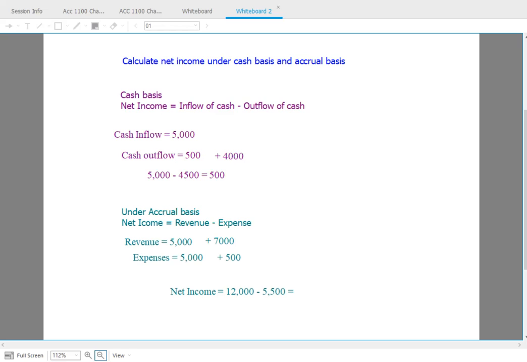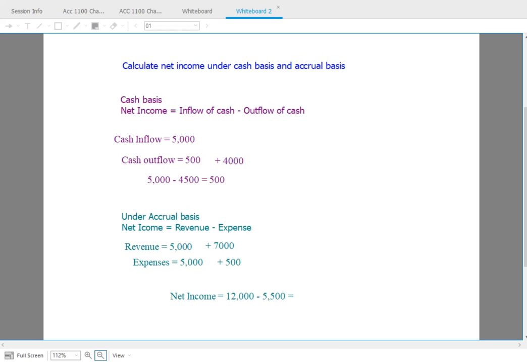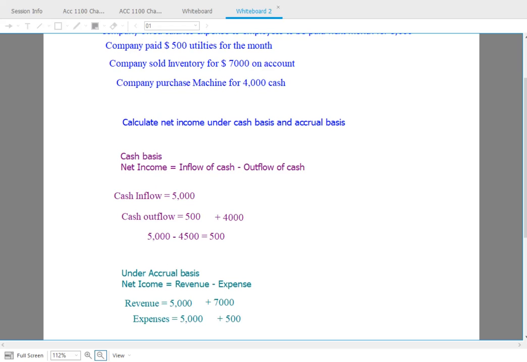Okay, let me answer the questions. Since you haven't used the machine yet, it is under accrual base. Martin, I think you're asking if the machine is not used under the accrual base, is it not an expense? No, under accrual base, the machine, when I purchase it, is an asset, but at the end of the month or the end of the accounting period, I'm going to record that as an expense.